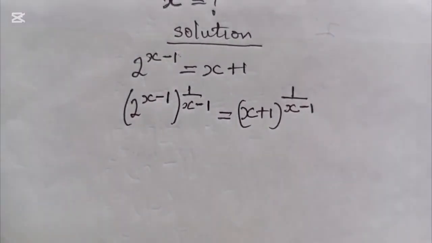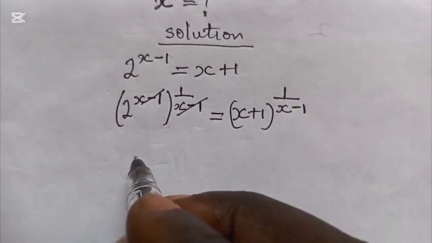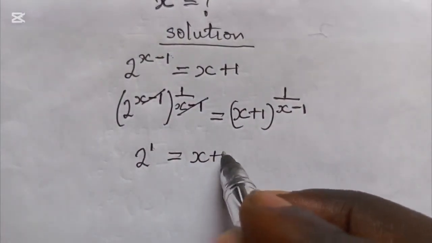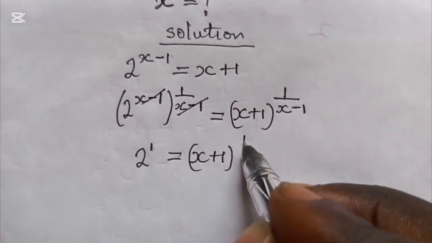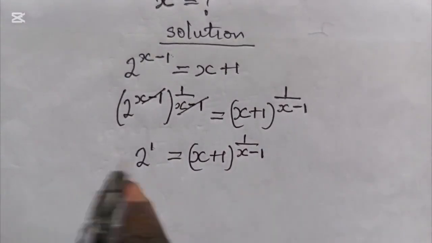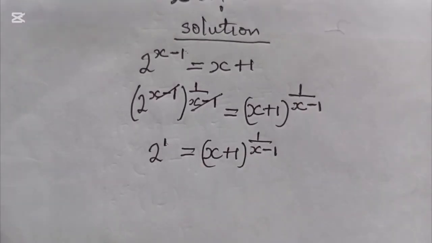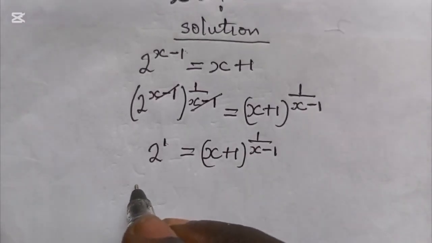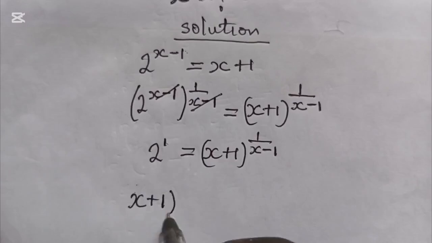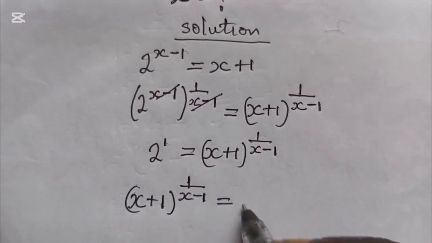So what do we do next here? This we cancel. Then we have 2 raised to the power of 1 equals x plus 1 raised to the power of 1 over x minus 1. So we can interchange, nothing changes. Whether x raised to the power of 1 equals this or this is equal to x raised to the power of 1, let's just interchange it. x plus 1 raised to the power of 1 over x minus 1 is equal to 2.